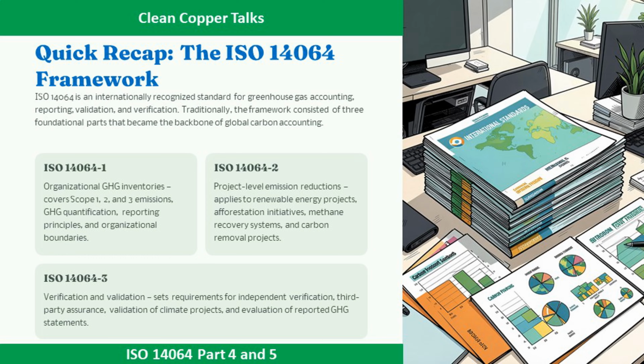Traditionally, the framework consisted of three parts: ISO 14064 Part 1, Part 2, and Part 3. Part 1 discusses organizational greenhouse gas inventories, and it includes Scope 1, Scope 2, and Scope 3 emissions. Part 2 deals with project-level emission reductions, while Part 3 gives guidelines for verification and validation of the GHG emission statement.